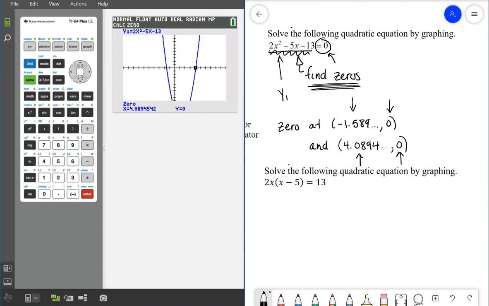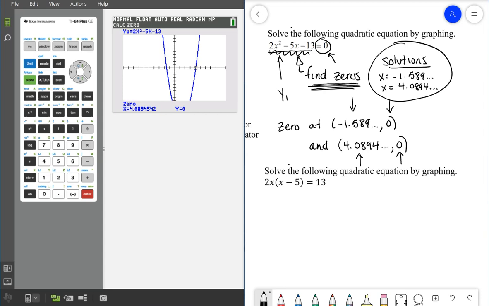So my solutions, I have 2 of them. My solutions would be x equals negative, forgot my negative in there, -1.589. And my second one is x equals 4.0894.